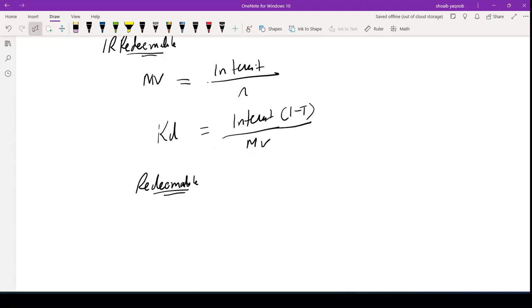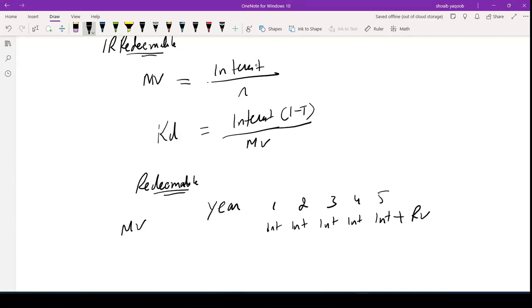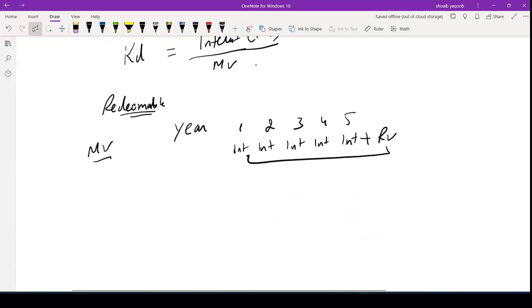Redeemable debt has a limit of years, like it can be 4 years, 3 years, 2 years, 7 years, 5 years. So if it is a 5-year debt, what you are going to do, market value is the present value of all cash flows. So a redeemable bond will give you interest in every year, and in the last year it will give you the redemption value. So market value will be equal to the present value of all these cash flows. Redeemable.